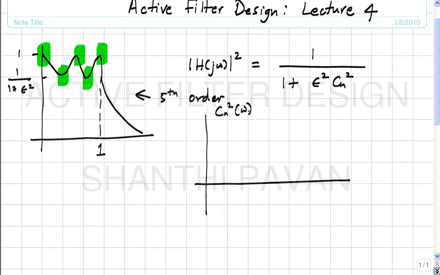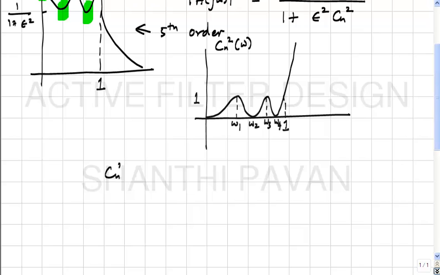And yesterday, after all that math, what we said was that Cn square of omega looks like this. This is 1, this is 1. We call this omega 1, omega 2, omega 3 and omega 4. We also know that it's an even function of omega, so it's a function of omega square. Cn square is of the form k square omega square times omega square minus omega 1 square the whole square times omega square minus omega 3 square the whole square.